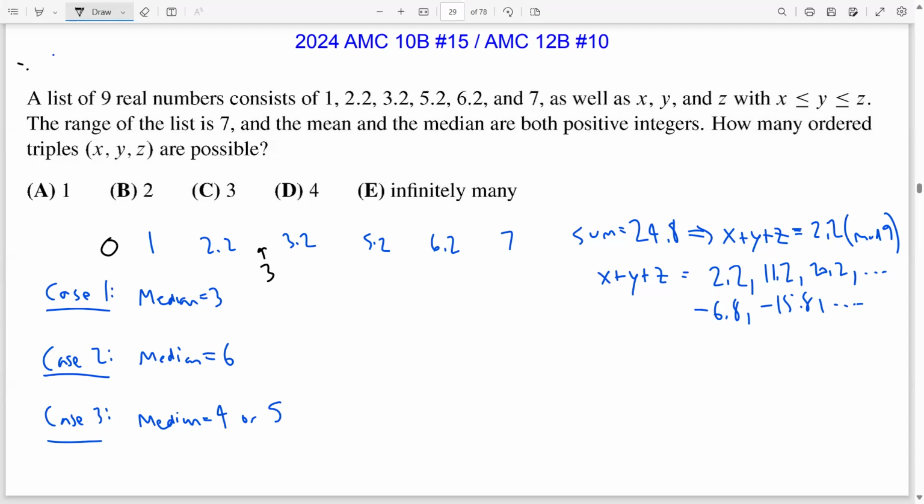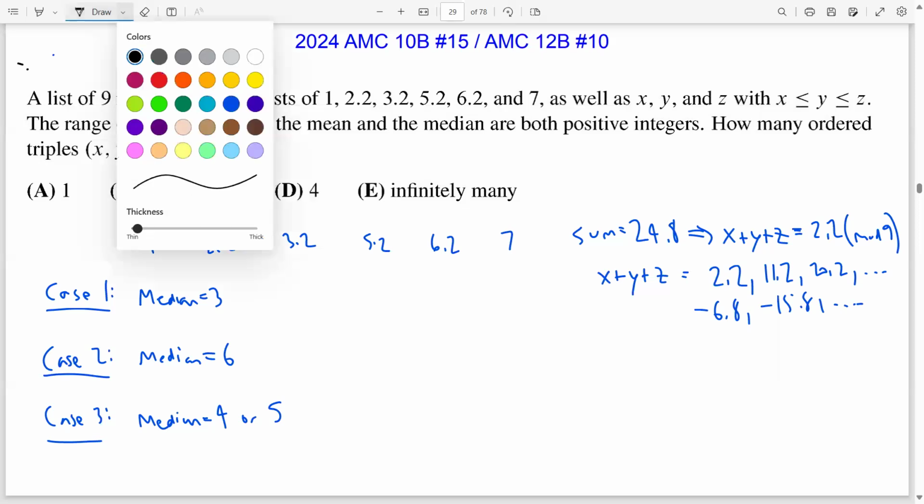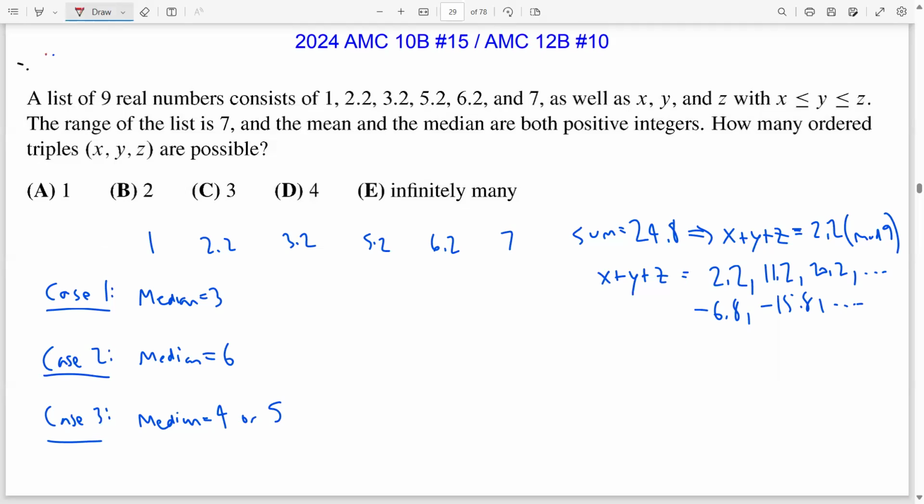So we can check that 3 is not possible as a median because that forces at least one of the other conditions to be violated. So case 1 cannot happen.